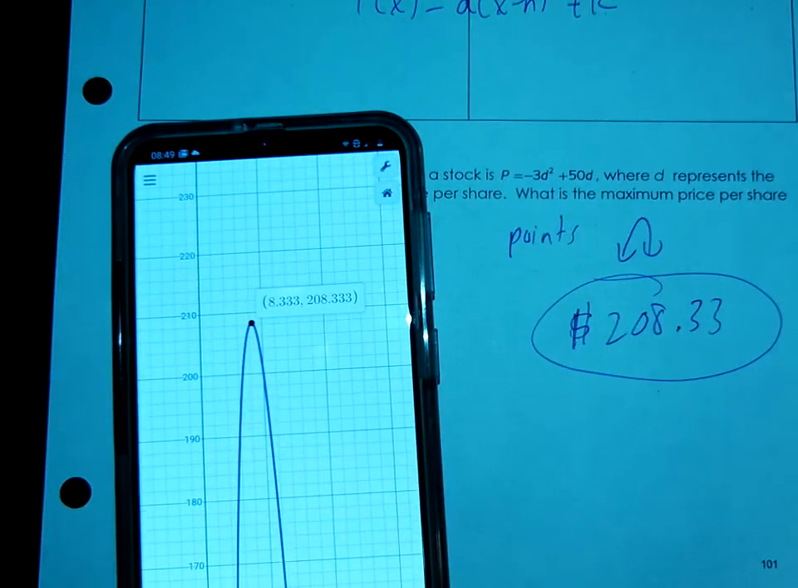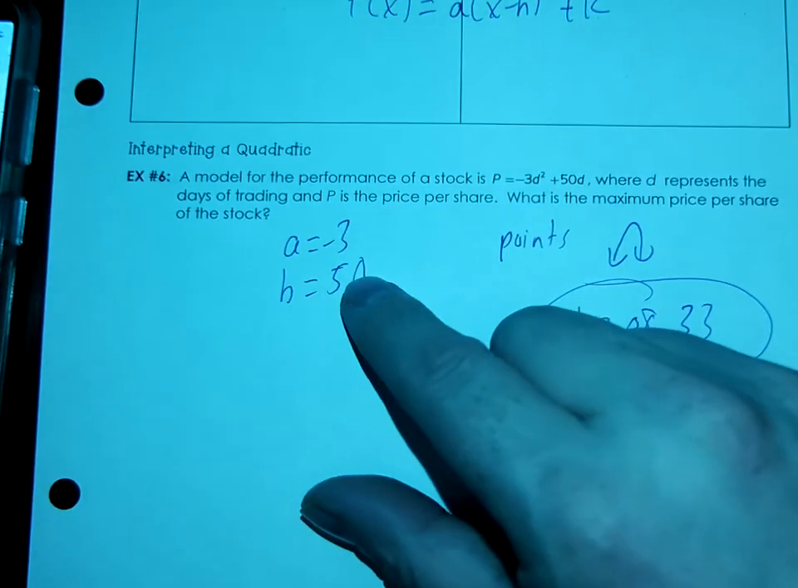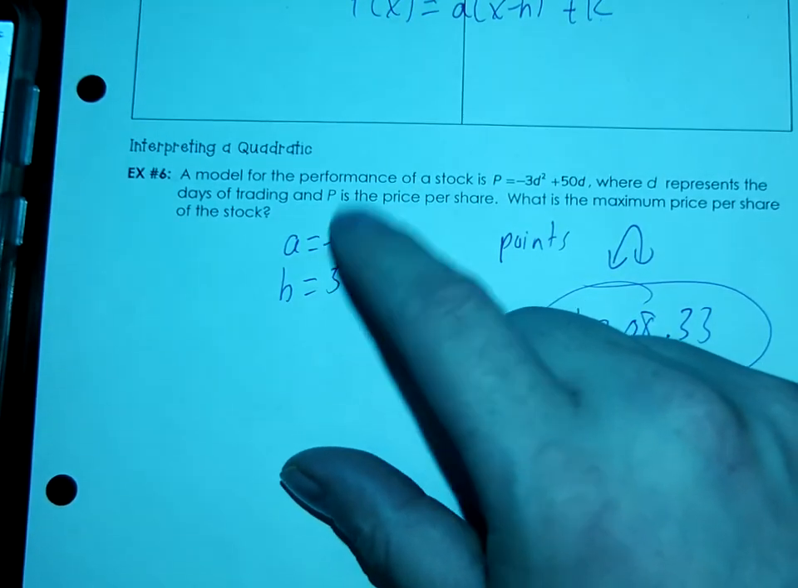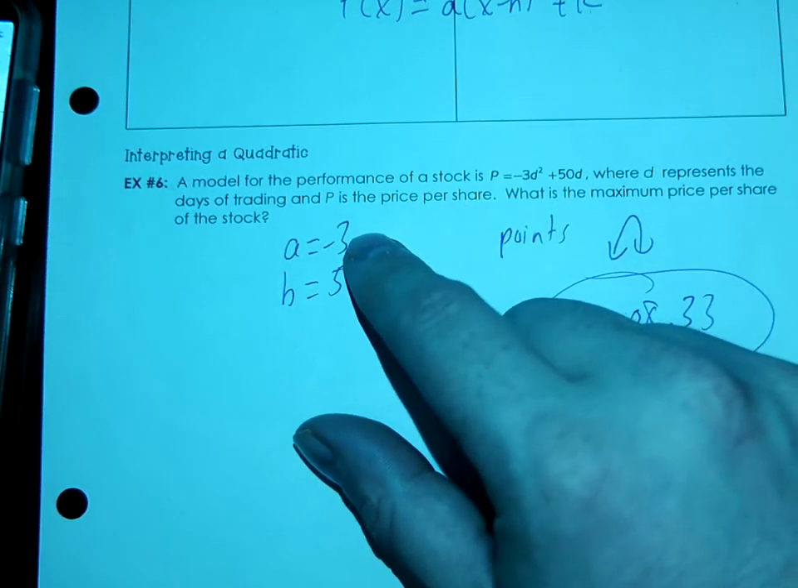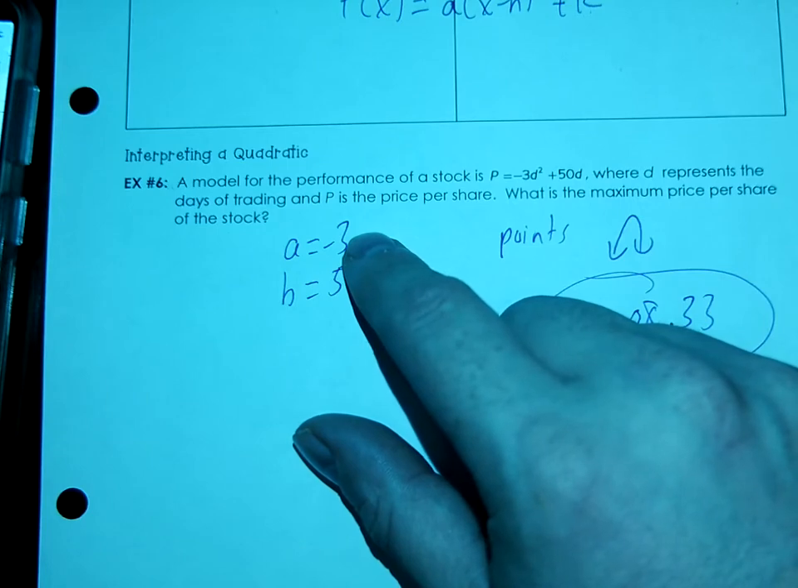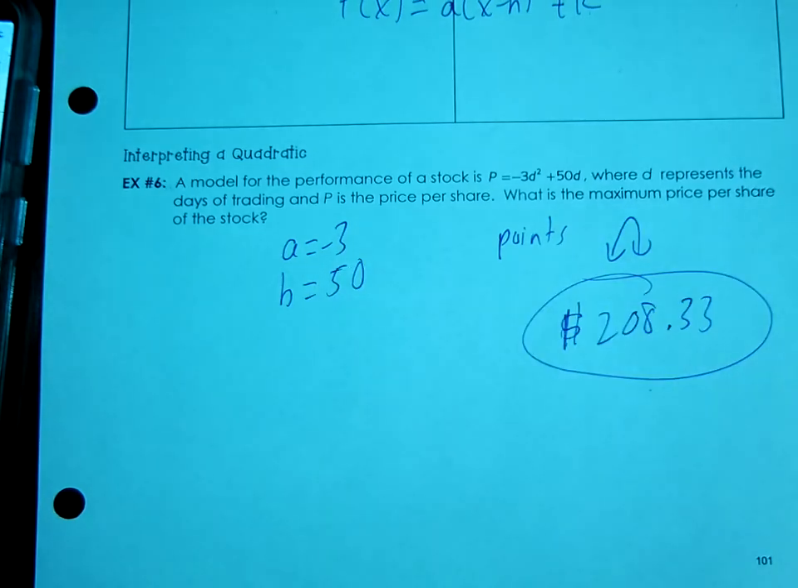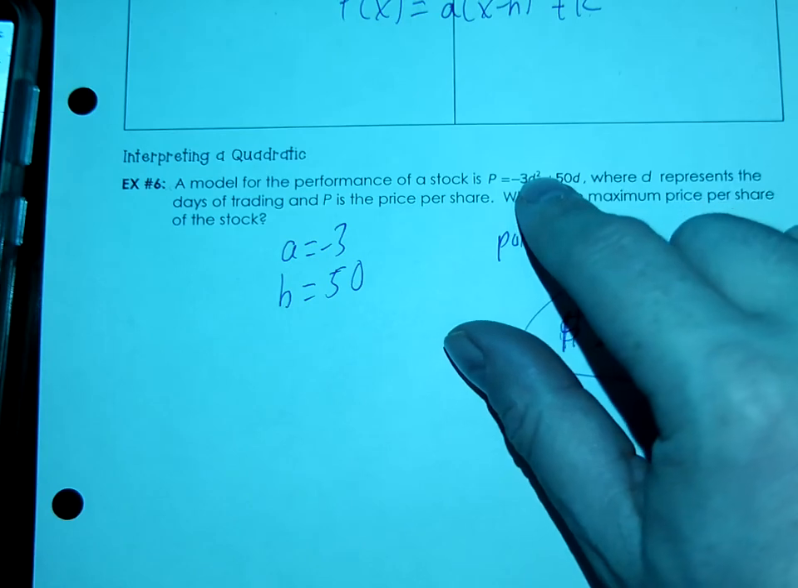And again, I could have found that by doing opposite B over 2A. The opposite of 50 is negative 50. 2 times negative 3 is negative 6. So 50 divided by negative 6 is 8 1/3. Then I put 8 1/3 in for D here, and I get the value out.